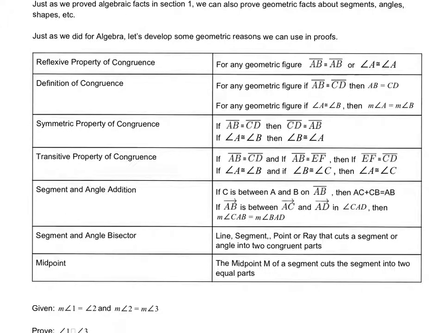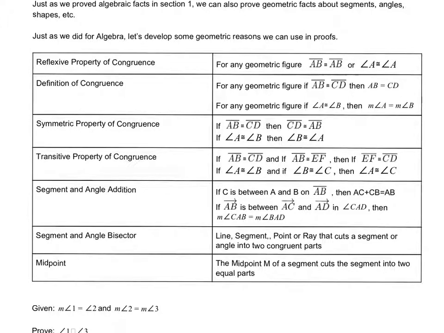We have segment and angle addition. So if you have a point C between points A and B on a segment AB, then AC plus CB equals AB, so betweenness of points. It also works for angles. So if ray AB is between rays AC and AD in an angle CAD, then the measure of angle CAB plus the measure of angle BAD equals the measure of angle CAD.